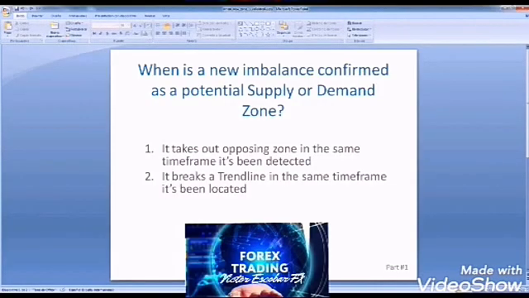When is a new imbalance confirmed as a potential supply or demand zone? There are two scenarios and one clarification. We will talk about it in another video. There are two possibilities only. A level will be valid if it takes out its opposing zone in the same time frame where it's been detected. And it will also be valid if it breaks a trend line in the same time frame where it's been located. Those are the only two options where a new imbalance is confirmed as a supply or demand zone.